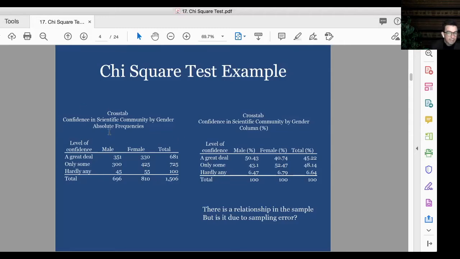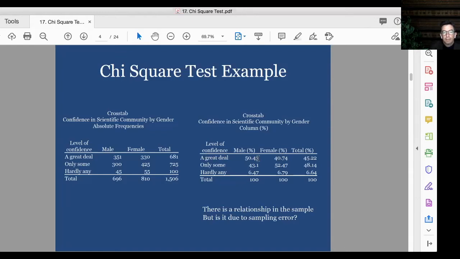So in the latest General Social Survey in 2018, here on the left, you see that 1,506 people responded to this question. 810 were female, 696 were men. And these are the answer choices they chose: a great deal, only some, and hardly any confidence. Now, the way we assess if there is a relationship, of course, is with relative frequencies. So we ask for percentages, and we see that there's some difference.